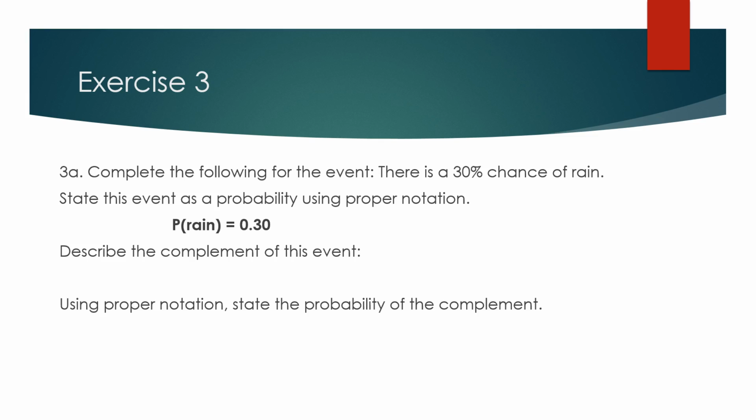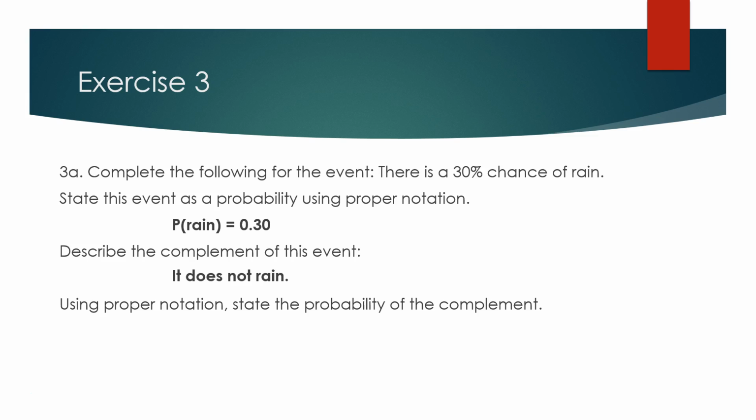So describe the complement. The complement is everything that is not rain. So in this case, it is not raining. There's going to be some foggy ground, like if it's kind of misting, what would we include? Anything where there's water coming out of the sky, I would call that rain. And the opposite of that would be that it does not rain. And then finally, using proper notation, state the probability of the complement.